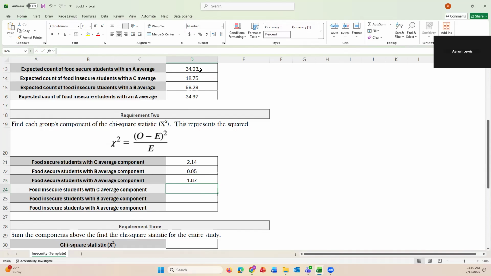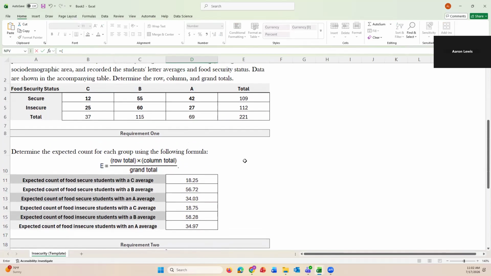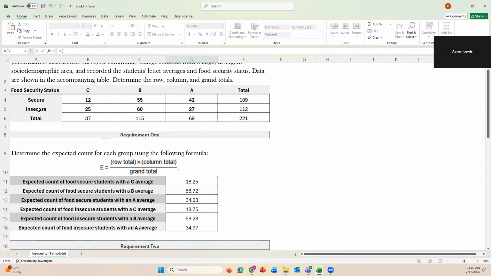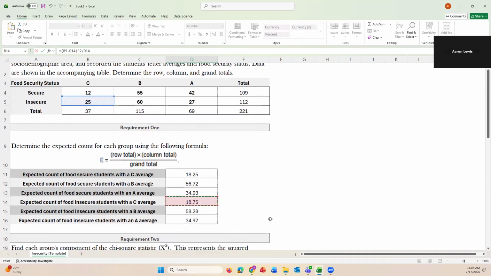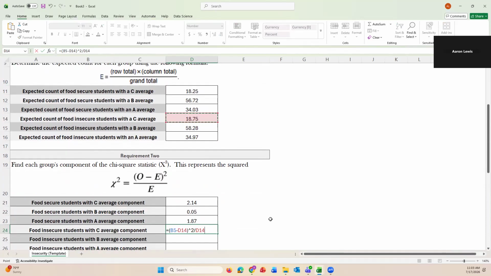For food insecure students with a C average component, this is equal to, open a parenthesis, the amount of observed food insecure students with a C average was 25, minus our expected amount, and we expected 18.75 students to be food insecure to end up with a C average. Close that parenthesis, square it, and divide it by that expected amount one more time. So the formula's looking a little something like that. We get 2.08.